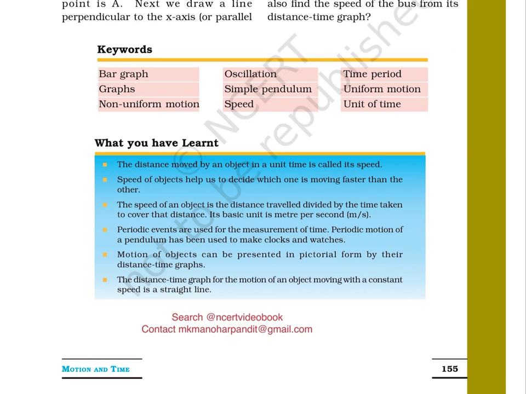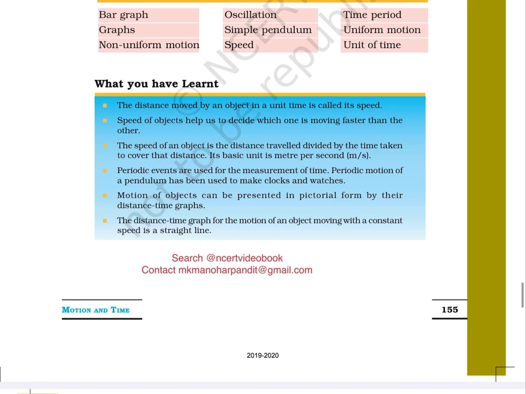4. Periodic events are used for the measurement of time. Periodic motion of a pendulum has been used to make clocks and watches. 5. Motion of objects can be presented in pictorial form by their distance-time graphs. 6. The distance-time graph for the motion of an object moving with a constant speed is a straight line.